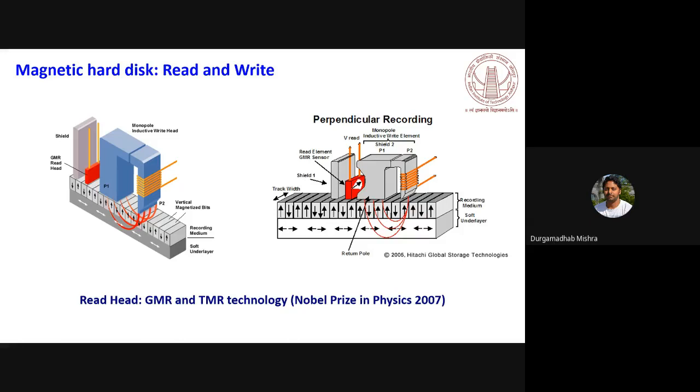This is again based on thin film technology, and these effects you only observe in thin film materials, not really in a bulk material. You will not see this magnetoresistance change in a bulk material. We'll discuss it tomorrow.